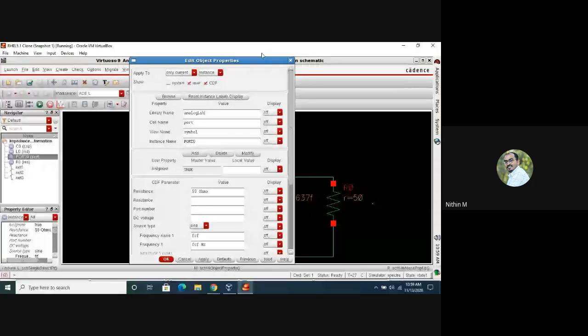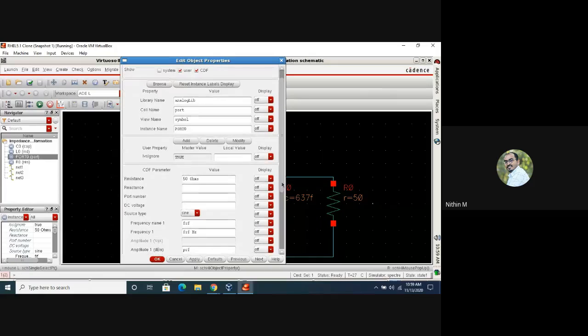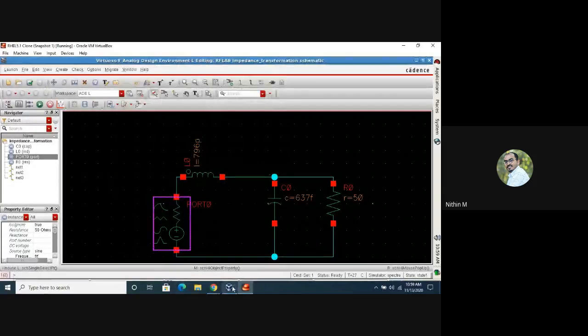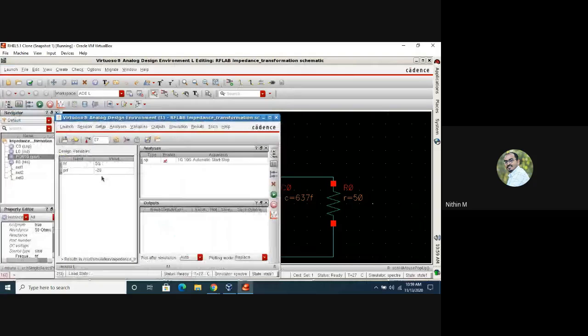You can see the resistance offered by the port. The resistance offered is 50 ohms, and there are no reactive components. There is a source type which is sine. I kept FRF as the frequency name and value, and amplitude as PRF, and those are set in the ADL window. If I look at this ADL window, FRF is kept as 5 giga. I think I have given the question with omega 5 giga only. Yes, it is 5 giga.